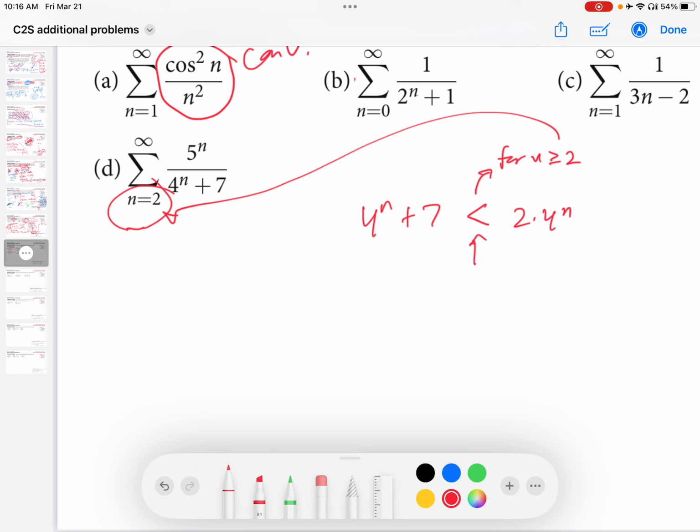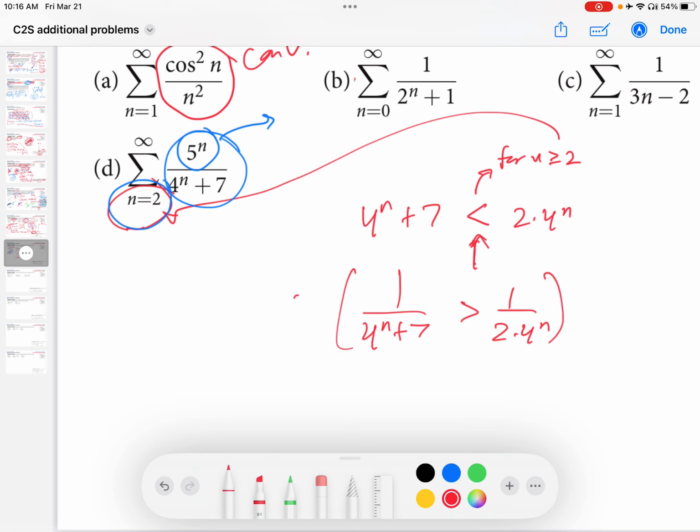And now I'm going to take reciprocals, right? If I take the reciprocal here, that flips the inequality sign to this: 1 over 2 times 4 to the n. Now I'm going to go back and look at the terms in my series. I'm missing the 5 to the n, and I'm going to remember that 5 to the n, because n is 2 or larger, is always positive. Actually, 5 to the n is an exponential function, always positive anyway, but again, using the information we have.